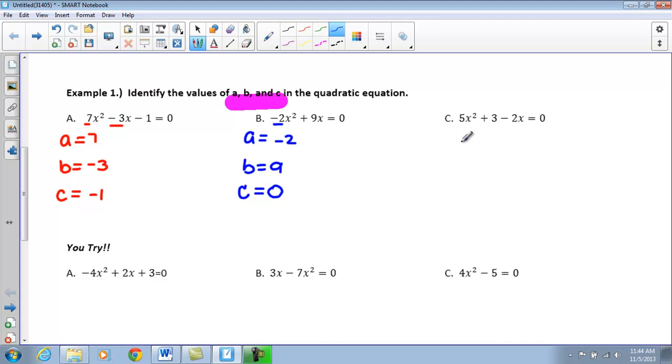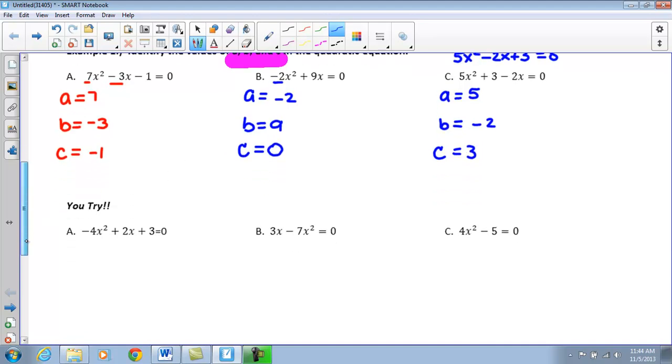Then finally, letter C, what you notice here is we are not listed in descending order. We always want to be in that ax squared plus bx plus c. So the first thing I'm going to do is a little bit of rearranging. So I have 5x squared minus 2x plus 3 equals 0. So now I can go through and list out a, b, and c. So my a is going to be 5, b is going to be negative 2, and c is going to be a positive 3. So like I said, for this first example, the only thing that we're doing here is just identifying that a, b, and c.